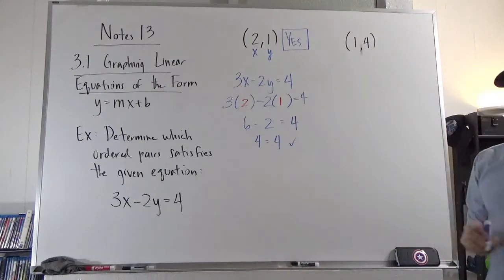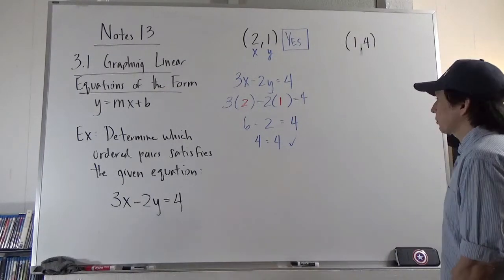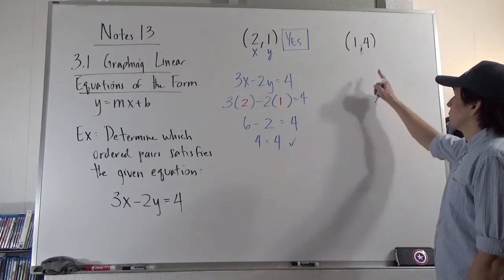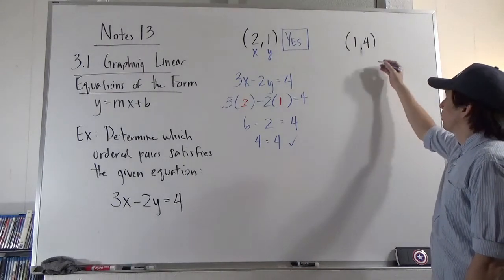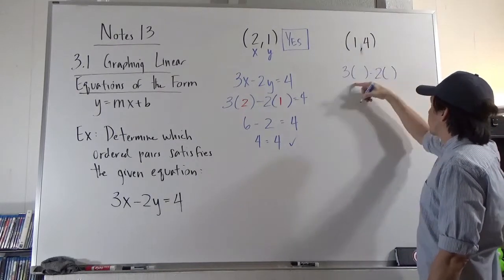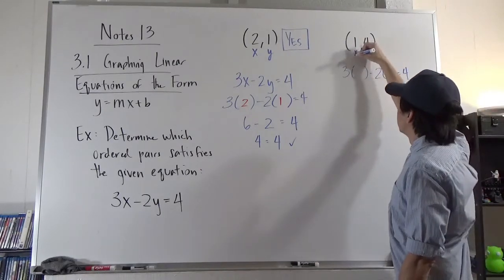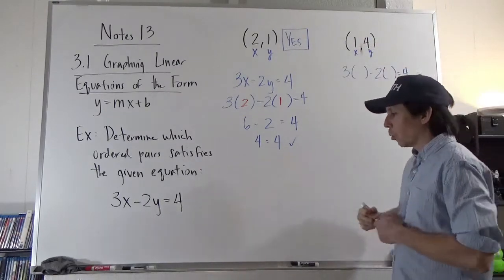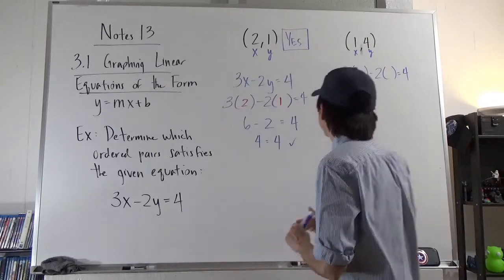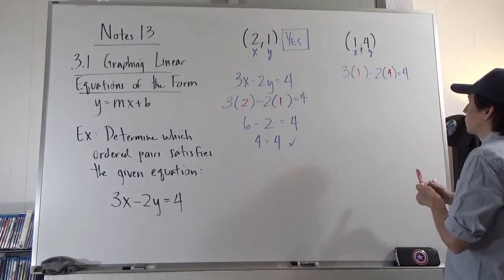If you're printing out your homework, you can circle the ones that apply, that satisfy it. I know what you mean. Okay, let's do this one. Three x minus 2y is equal to 4. The same equation, a different point. X is 1, y is 4 for this one. So x goes there, y goes there, and let's see what it works out to.